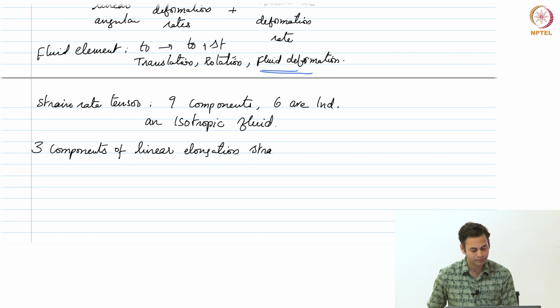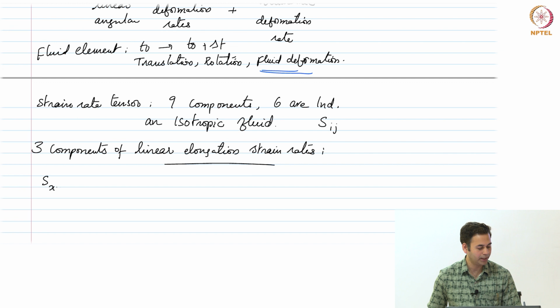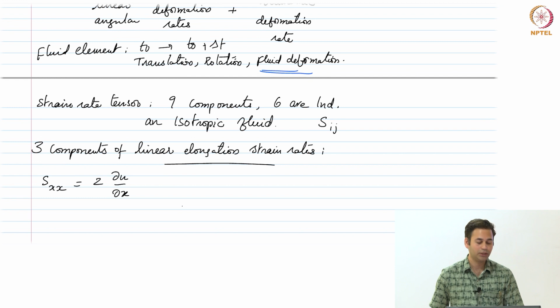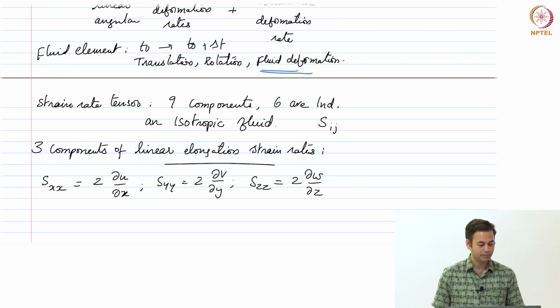These are given as, so we use the symbol S sub ij, okay. Just like we have tau ij, we use this S sub ij to represent the strain rates, okay. So again, ij go from x, y, z, each of them. So the linear elongation strain rates would constitute S sub xx equals 2 times partial u partial x, okay. S sub yy would be equal to 2 times partial v partial y. S sub zz equals 2 times partial w partial z, okay. Would there be a 2 here? No 2, right? It's just partial u partial x, partial v partial y, partial w partial z, that is for the linear elongation strain rates.